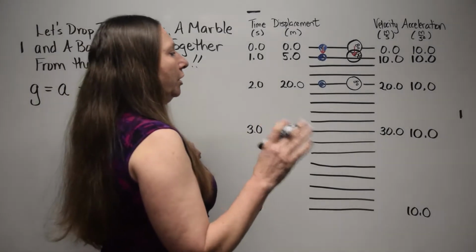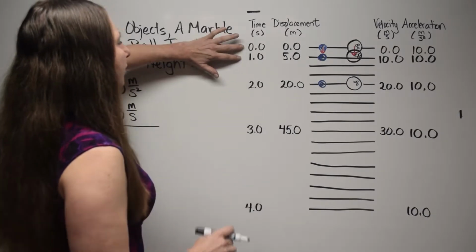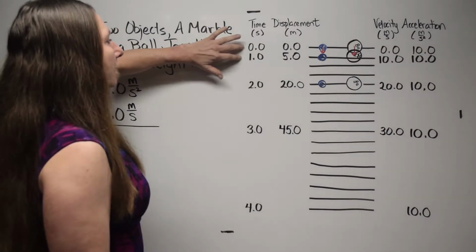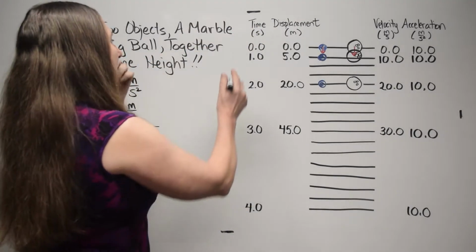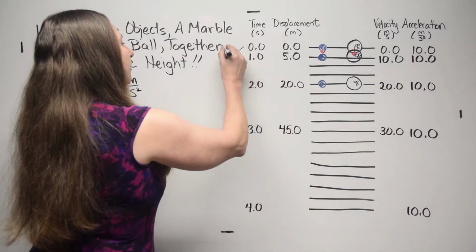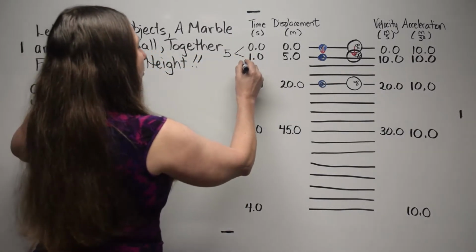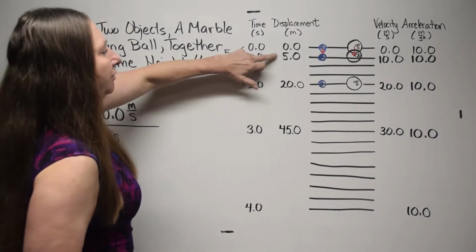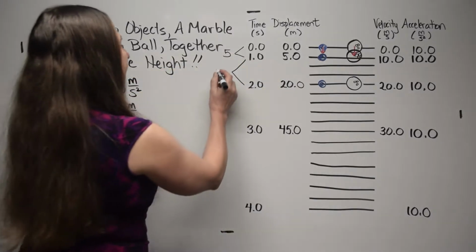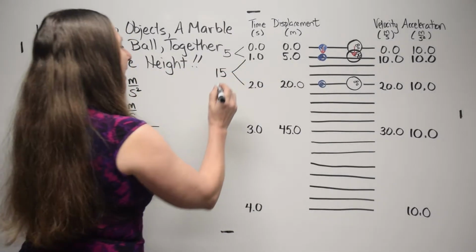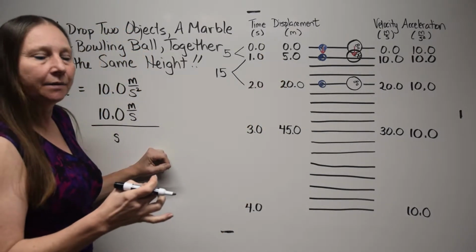Now, I also want you to notice something here. Notice that in the first second, both objects fell 5 meters. All right, so they both fell 5 meters. In the next second, from 1 to 2, they fell from 5 to 20. They're going faster, so they fell further. They fell 15 meters in that next second.